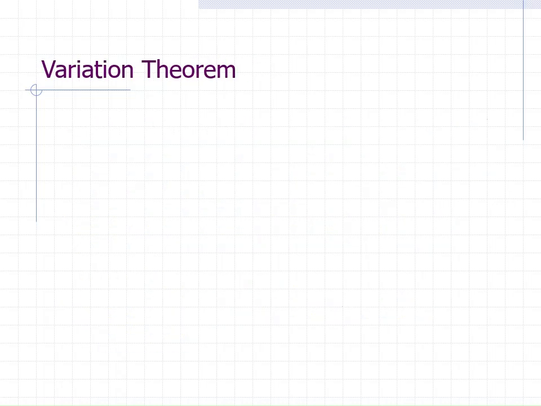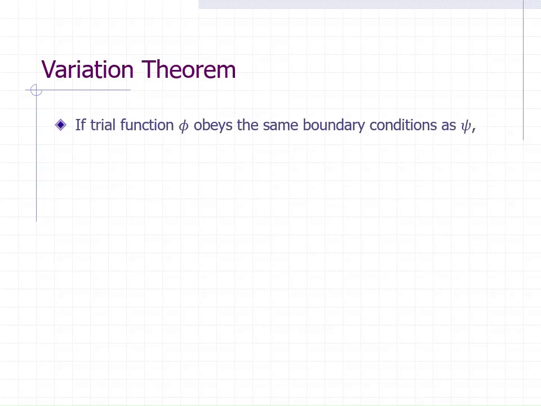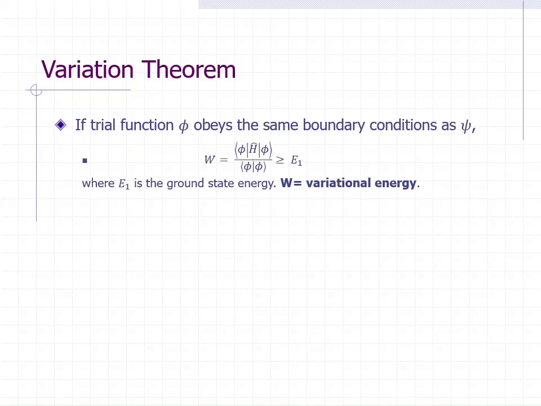Let's take a look at the variation theorem. The theorem states that if we choose a trial wave function phi that satisfies the same boundary conditions as the true wave function psi, then the expectation value of the Hamiltonian with respect to that trial function, denoted here as W, will always be greater than or equal to the true ground state energy, E sub 1. We will refer to W as the variational energy. In other words, any reasonable guess for the wave function provides an upper bound on the ground state energy.